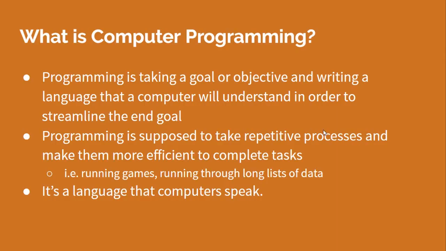The goal of computer programming is to create something. That could mean anything from a web page or a piece of software or even just a pretty picture. That's why computer programming is often described as a mix between art and science. It's technical and analytical, yet creative at the same time. Programming is supposed to take repetitive processes and make them more efficient to complete tasks, i.e. running games, running through long lists of data.